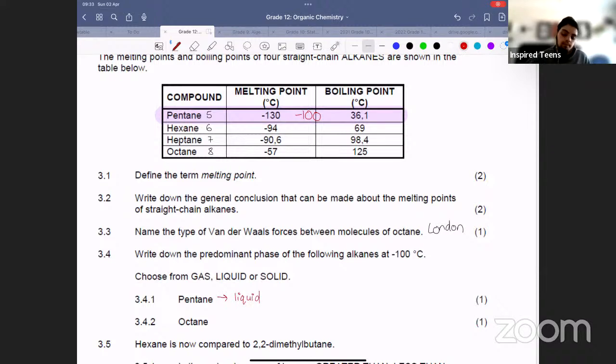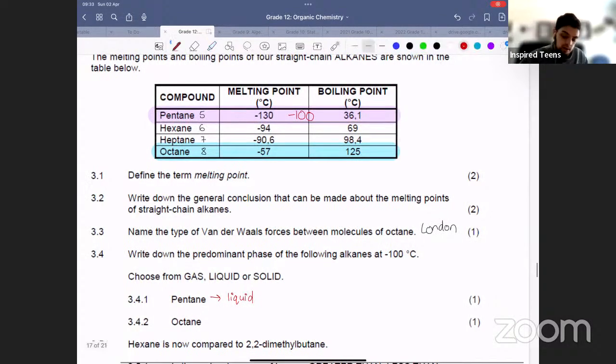What about octane? Octane at negative 100 degrees. What do we think? Solid, liquid, or gas? Okay, solid, good. So we basically have to fit in negative 100 here. So negative 100 goes before here, for sure. It's smaller than negative 57. So it hasn't even reached its melting point. So if something hasn't melted, what would it be? It would be a solid. Because in order for it to melt, it needs to be a solid, which melts into a liquid, which then becomes gas at some point. It boils. So in that case, this guy is still a solid.